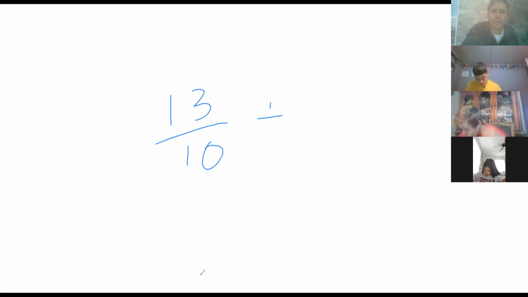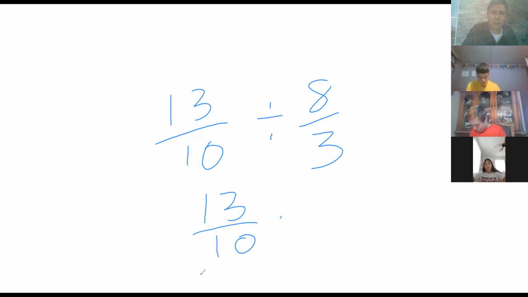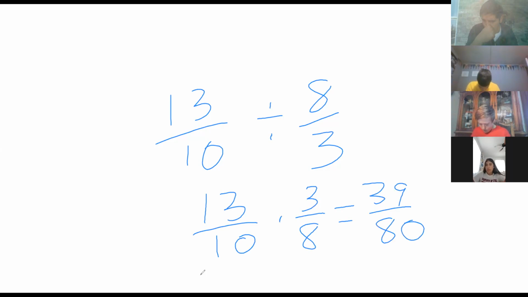And this last one should be a little bit easier in that sense. It was 13 over 10 divided by 8 over 3. So what would we have for this one? 39 over 80. Good. So 39 over 80.